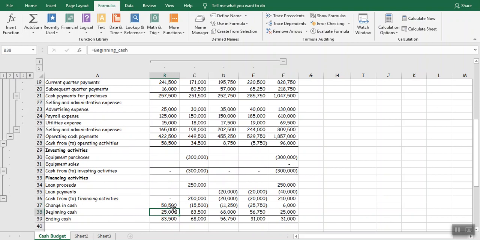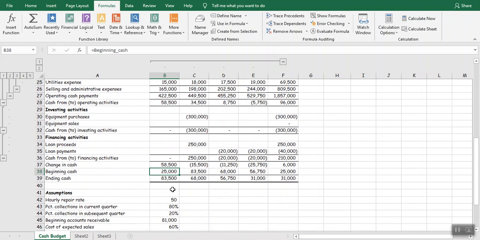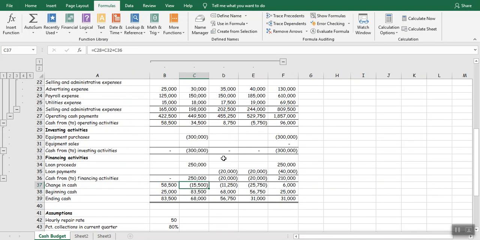We started with 25,000, and that was given to us. So beginning of the year, we had 25,000. That means we're expecting to bring in this much plus what we had to start with. This is what we're going to end with. So that ending cash is going to become the beginning cash for the next period. So then from there on, really it's fairly straightforward.